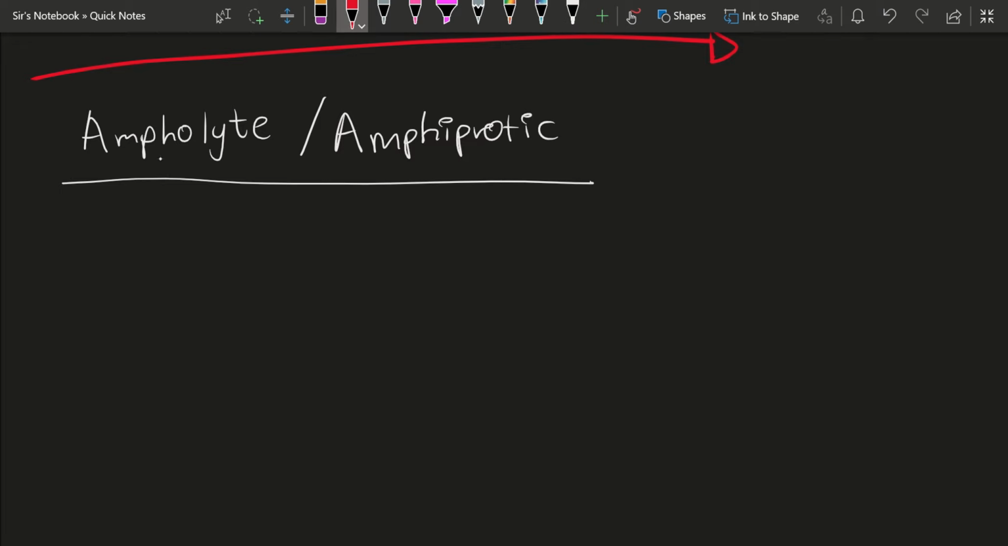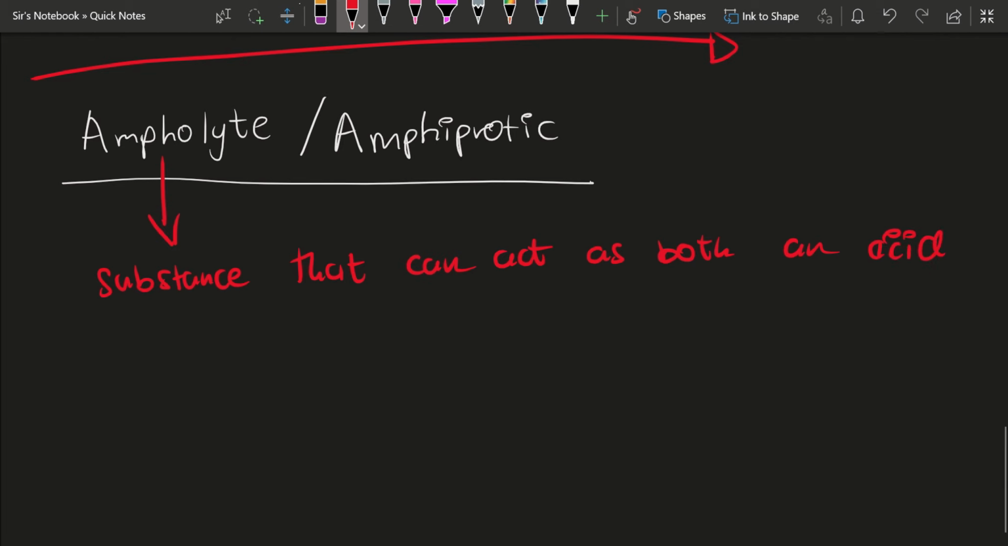By definition, an ampholite is a substance that can act as both an acid and a base. Terrible handwriting. So we say that an ampholite is a substance that can act as both an acid and a base, right?